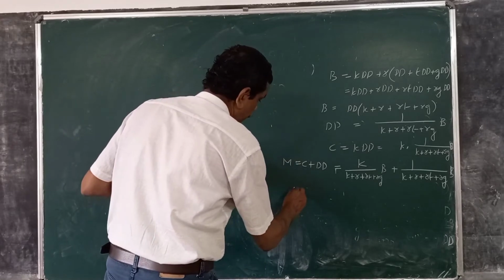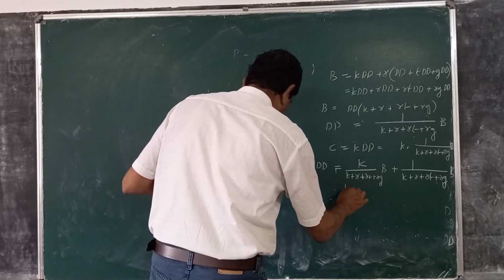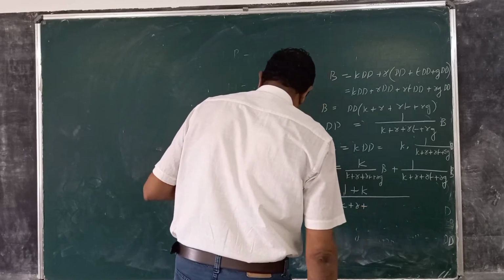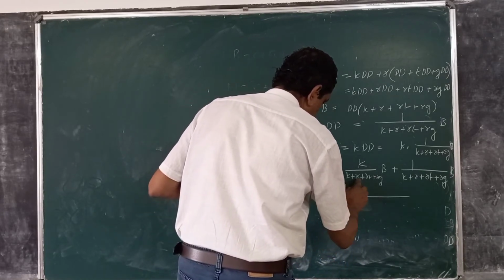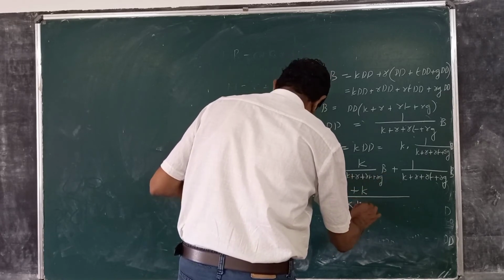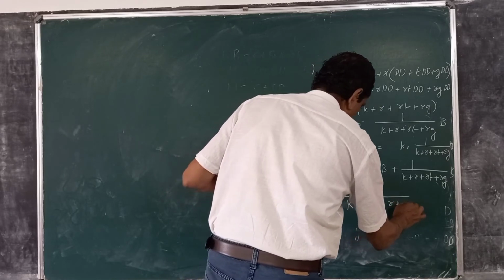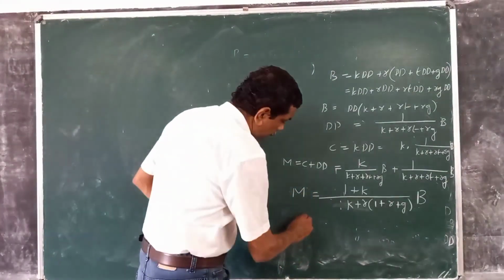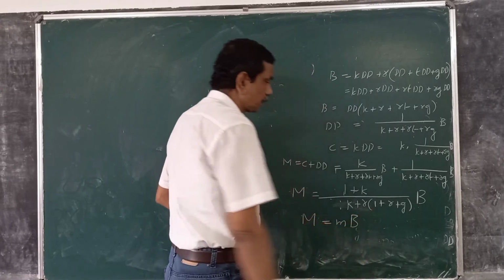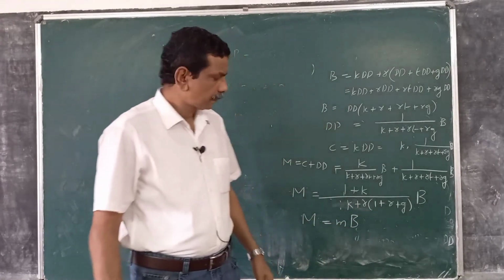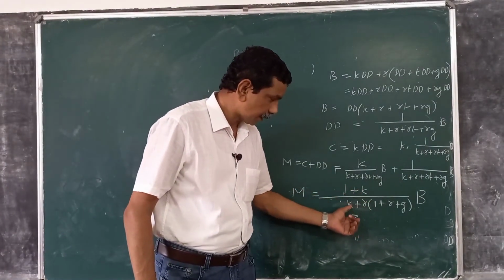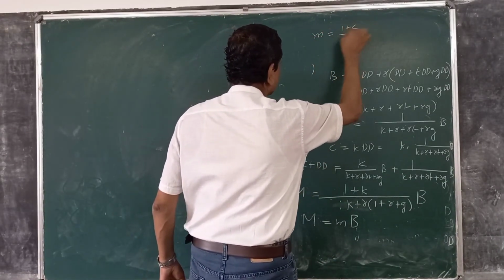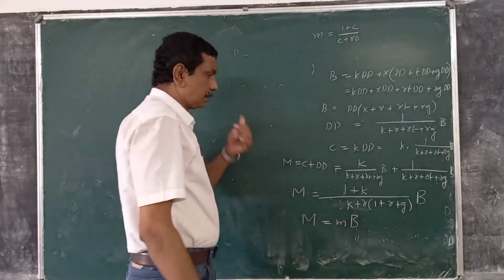And solving, you will get M as equal to 1 plus K in the numerator divided by K plus R plus RT plus RG, or K plus R into 1 plus T plus G, into B. Or we write M as equal to m into B. Now the money multiplier m is equal to 1 plus K by K plus R into 1 plus T plus G. In the previous case, money multiplier m was equal to 1 plus C by C plus RD.